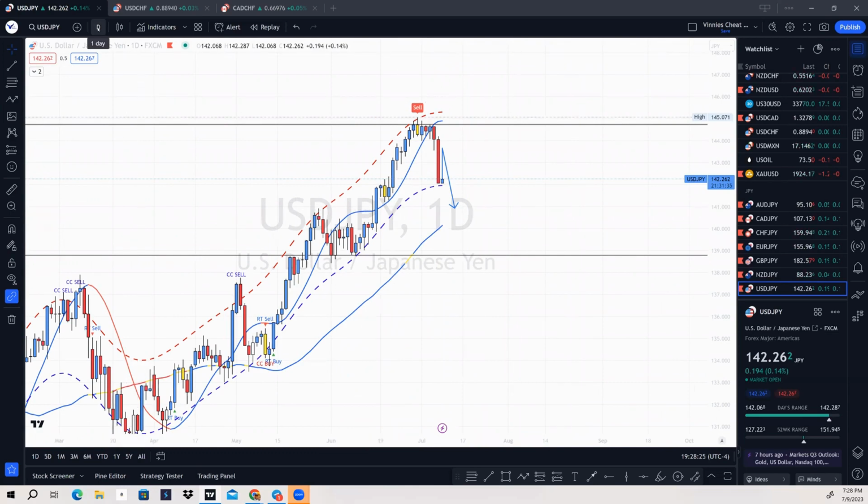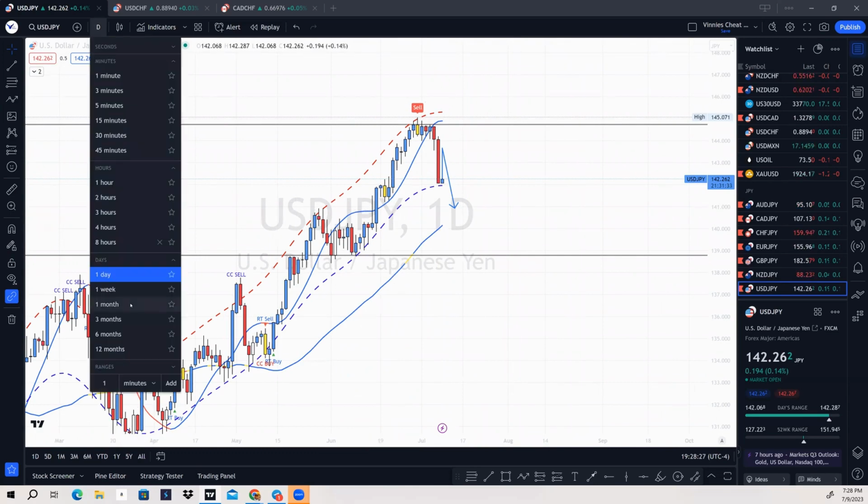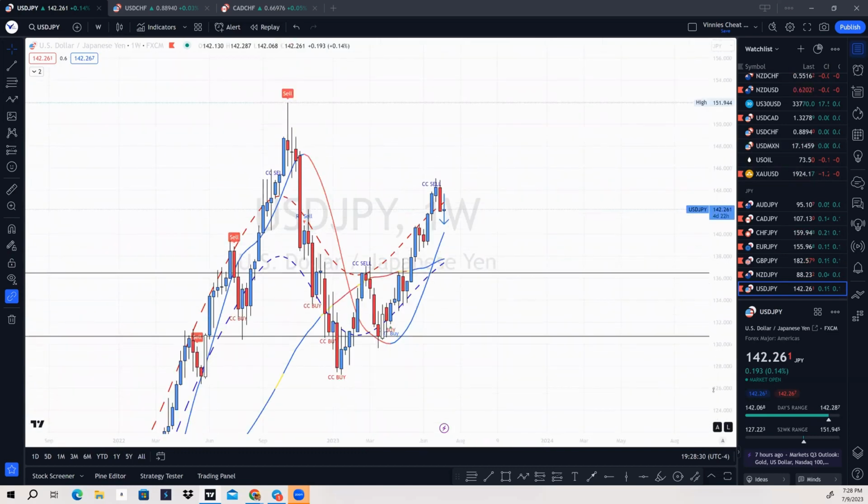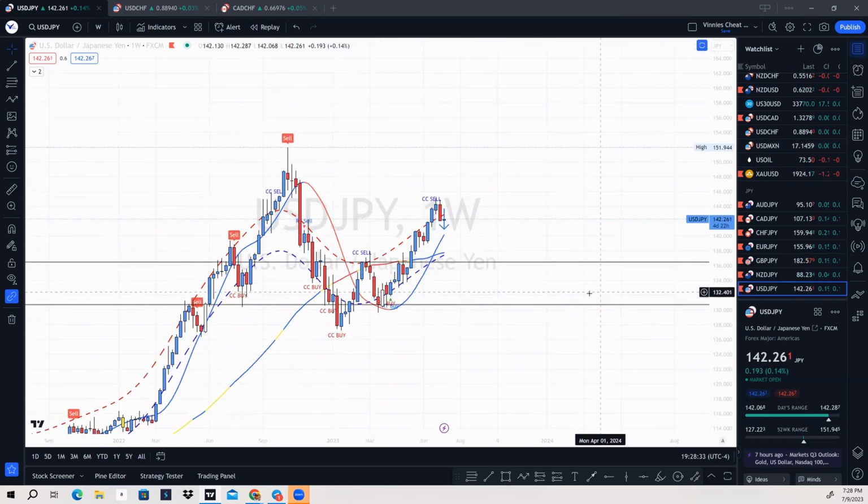Why do I also know that it's going to go lower? Let's take a look at the weekly time frame. All right, weekly time frame, and this indicator works on all time frames, from the monthly all the way down to the 1 minute time frame. It's the most accurate indicator on the market, guaranteed.